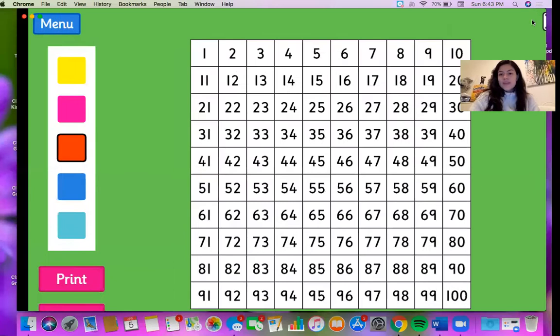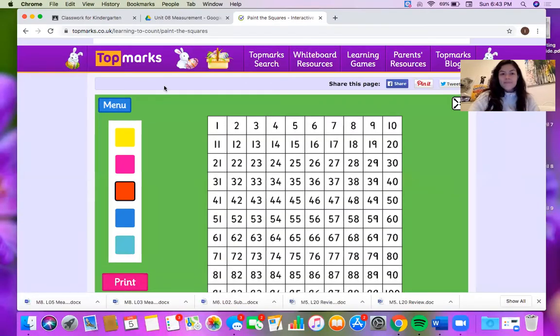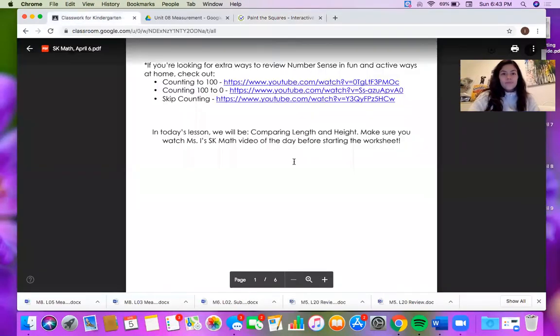Now, let's get to our lesson of the day. Okay, kindergarten. So last Friday, we started talking about measurement and I introduced you to the 4 tools that you'll need to use this unit. The first one was the ruler. The ruler measures how long something is.